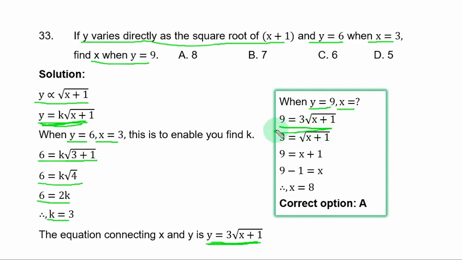If you divide through by 3, you have 3 equal to root s plus 1. To remove the root, you square both sides and you have 9 equal to s plus 1. If you transfer plus 1, you have 9 minus 1 equal to s. Therefore, s is equal to 8. A is the correct option.